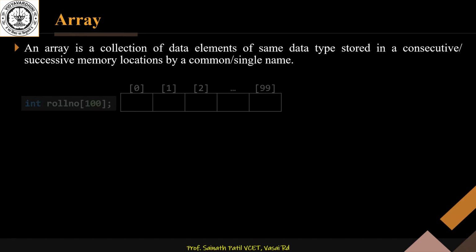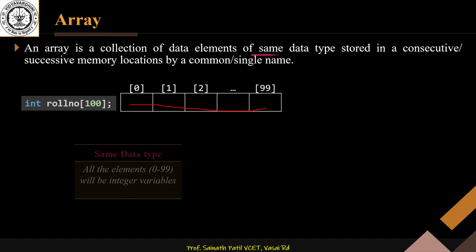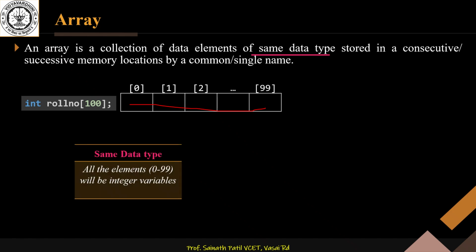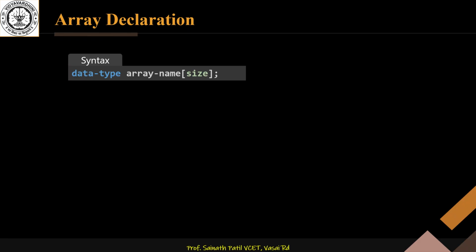For example, int roll number, and we want to store 100, so in square bracket 100. In memory it will be like this: 0 to 99. Same data type means all elements 0 to 99 will be integer variables. Single or common name means all elements 0 to 99 will be referred to by a common name, that is roll number. Before using an array, we have to declare it.